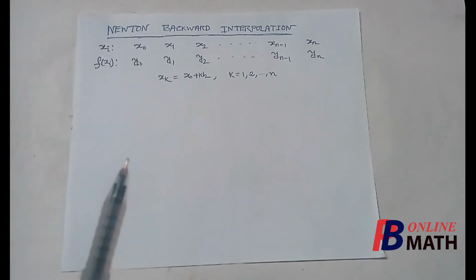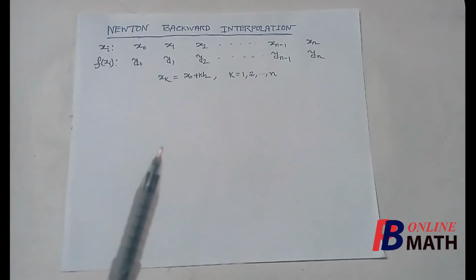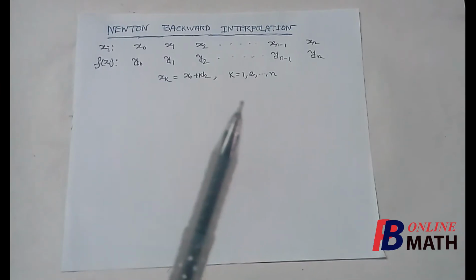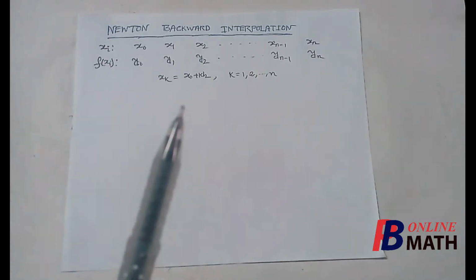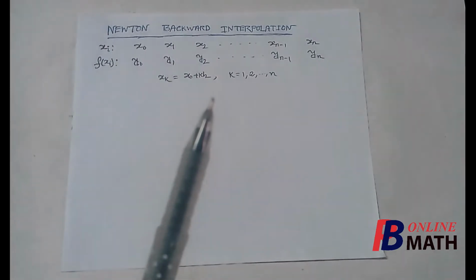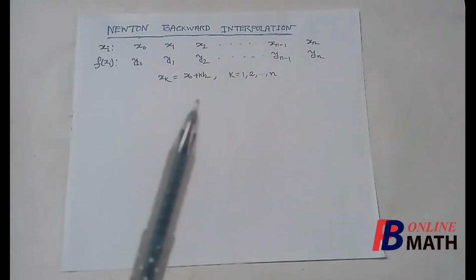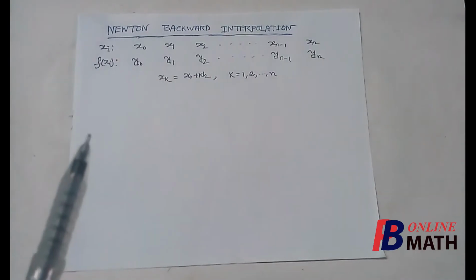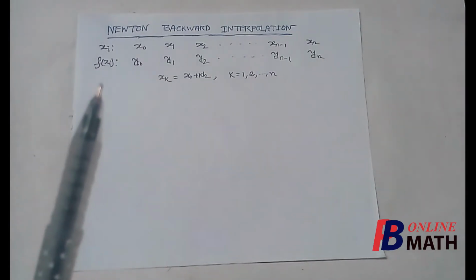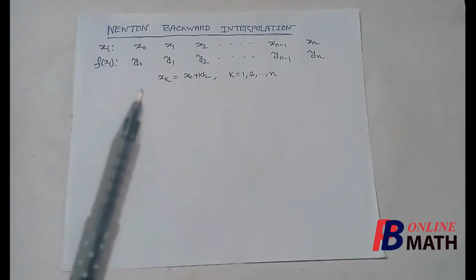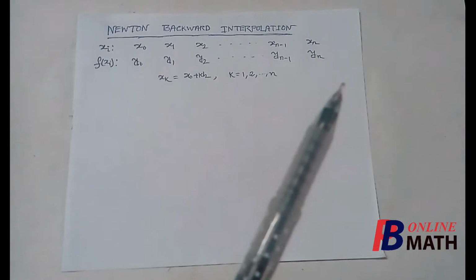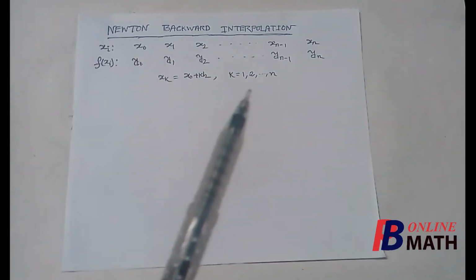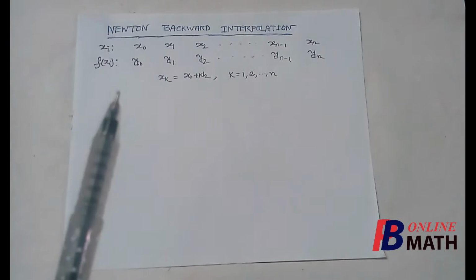Suppose there are n plus 1 equispaced arguments, denoted by x0, x1, x2 up to xn, h being the distance between any two consecutive arguments. So xk is equal to x0 plus kh. And suppose that the functional values at these n plus 1 arguments are given, which are y0, y1, y2 up to yn. These are called entries.